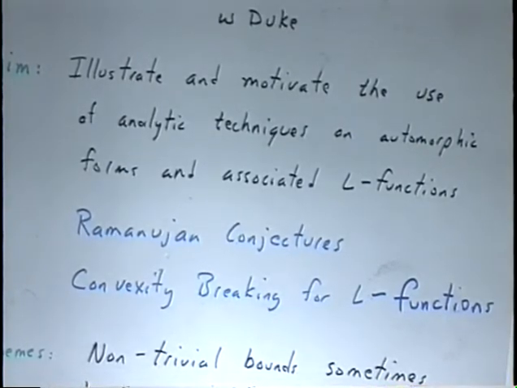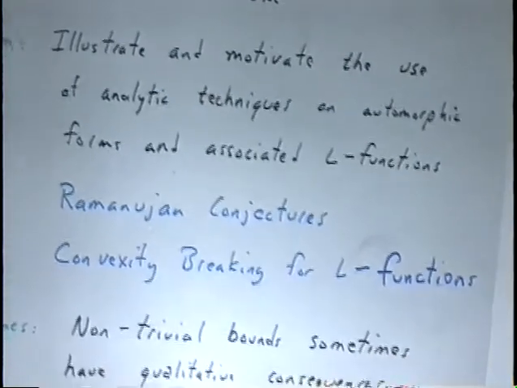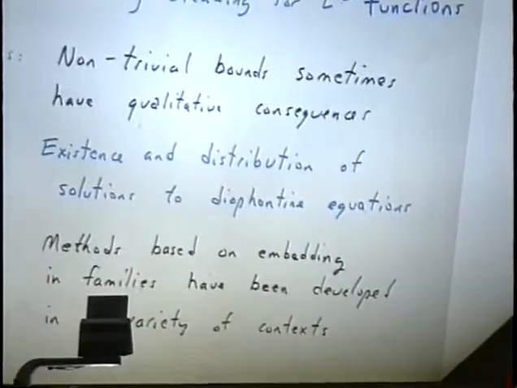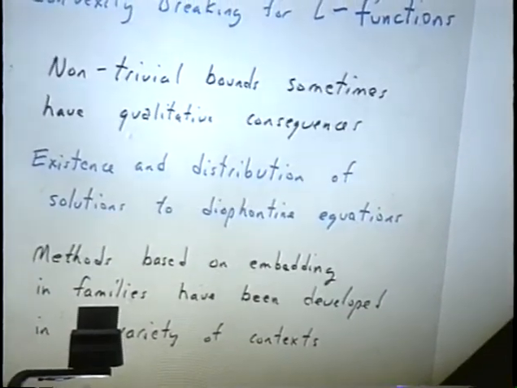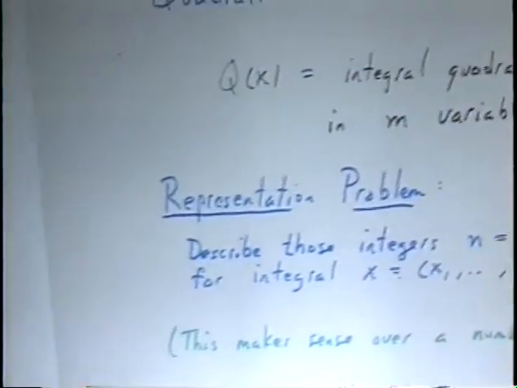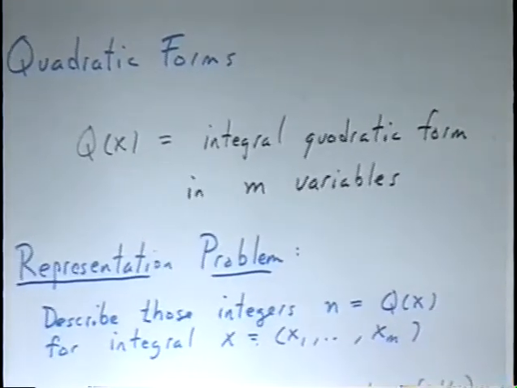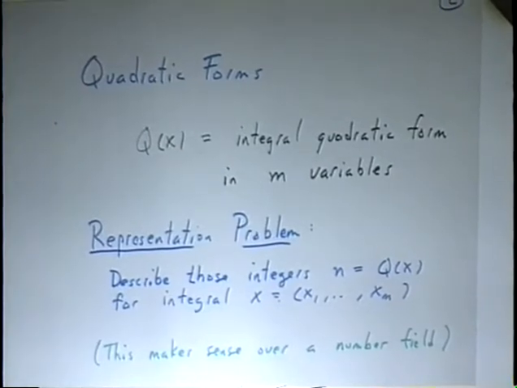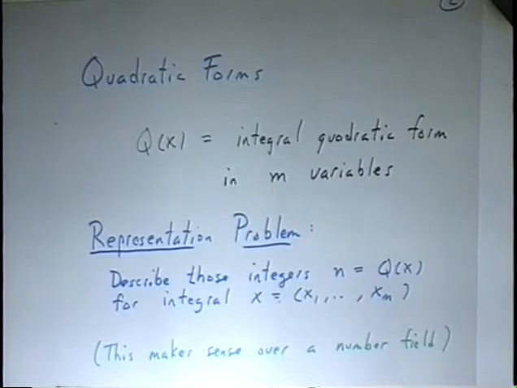So I'll start off with one of the classical motivations for the theory of automorphic forms in the first place, which is quadratic forms. In particular, if Q of x is an integral quadratic form in m variables, one of the basic problems, an ancient problem associated to such a quadratic form, is to describe the integers which are represented by the quadratic form for integral values of the variable. And by the way, this makes sense over a number field, and I'll return to that issue later, but for now, I'll assume things are happening over Q.